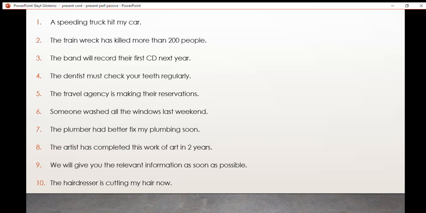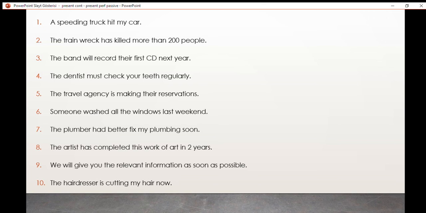Some of them are present simple, some of them are past simple, some of them are future simple, some of them are present continuous or present perfect, and there are even some with modals. Do not change a thing, just turn the active sentences into passive voice. Start your timer, you have 15 minutes minimum. Okay, I'm assuming you have answered the questions.